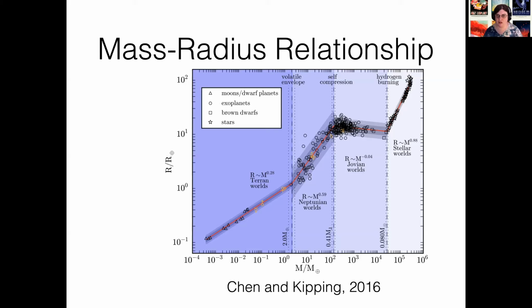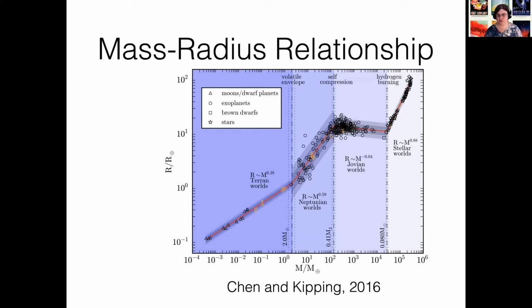Then from about 2-ish Earth masses to maybe a Saturn, so 100 Earth masses or 1/3 of a Jupiter, planets are more like Uranus and Neptune. We have a mix of hydrogen and heavier elements, and they tend to have a very sharp relationship between mass and radius.